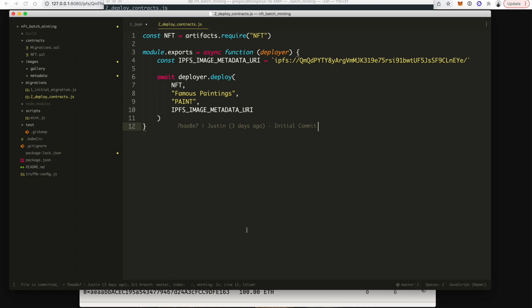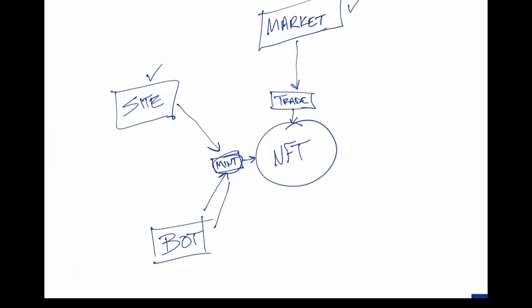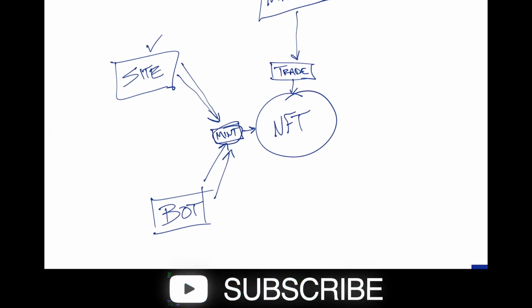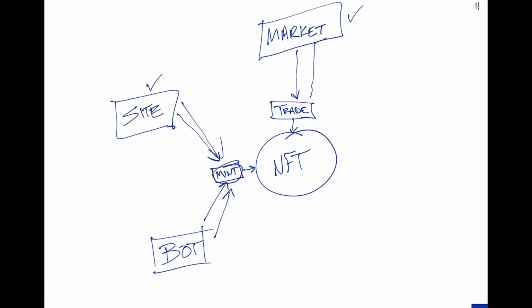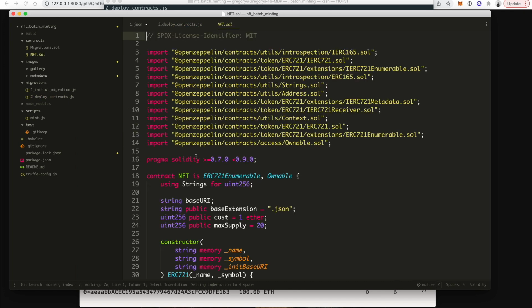So that's the whole point of this tutorial, to show you that you can create a bot that can talk to the smart contract directly. It calls this mint function, instead of having to do it directly from a website or buy it on a marketplace. So that's the next part. Let's go back and look at the smart contract, see how this is done.